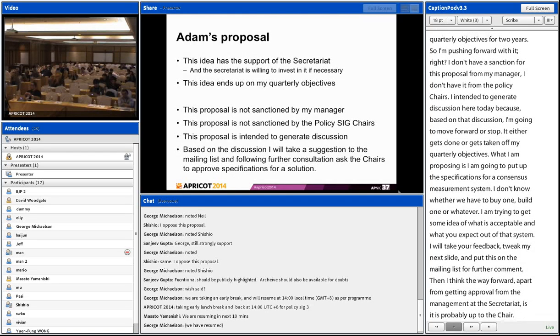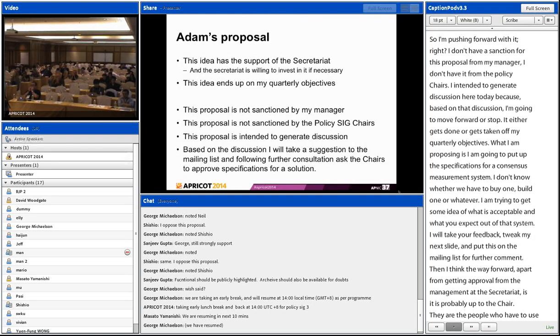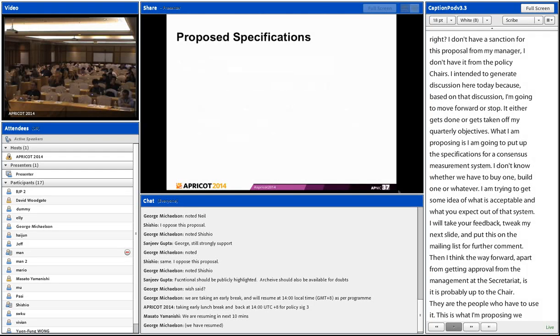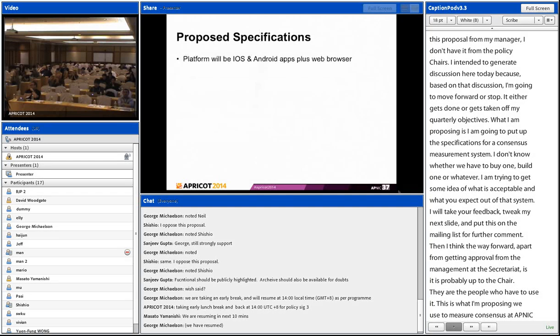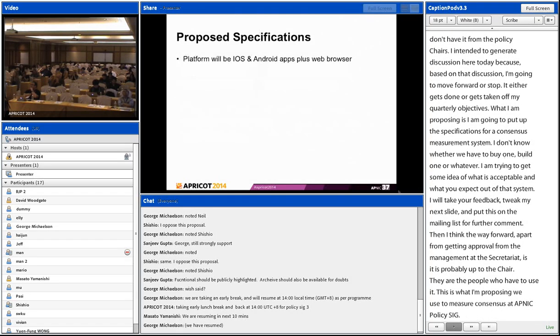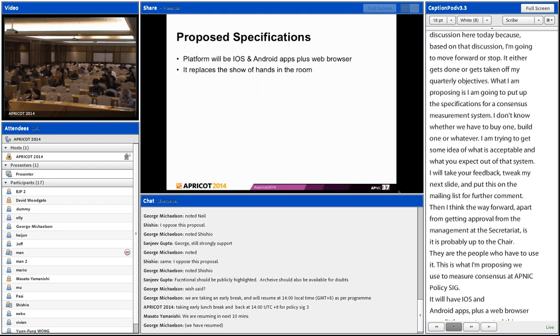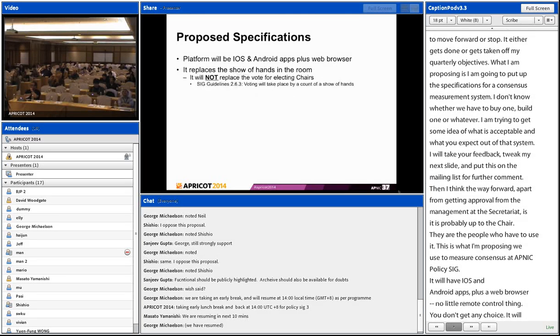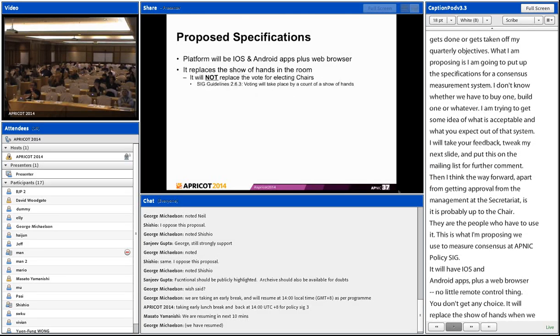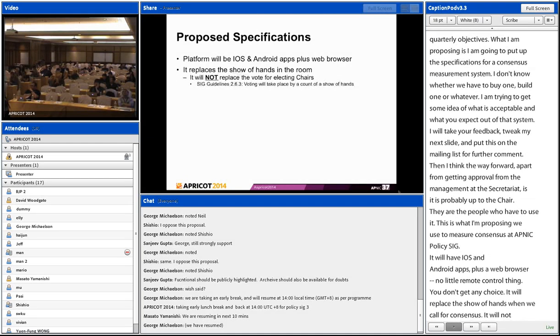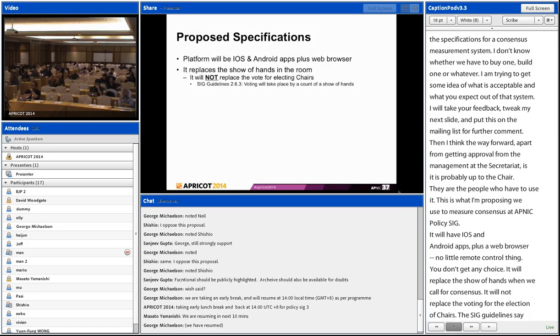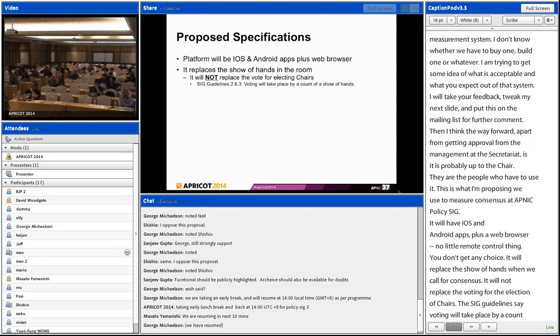So this is what I'm proposing we use to measure consensus at APNIC Policy SIG. It'll have iOS and Android apps plus a web browser. No little remote control thing. You don't get any toys. It will replace the show of hands when we call for consensus. It will not replace voting for the election of chairs. The SIG guidelines say voting will take place by a count of a show of hands. So I propose we don't use it for this. It's specifically in the guidelines.